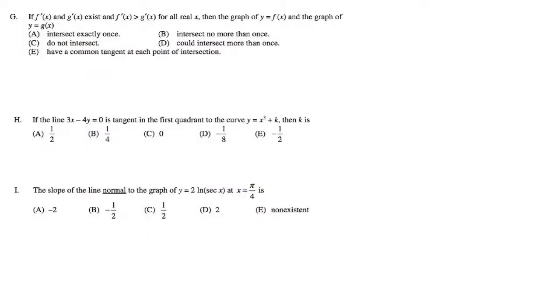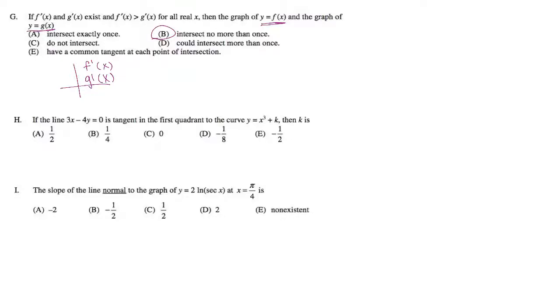All right, for our next problem, we have that the derivative of f of x is greater than the derivative of g of x. Graphically, all that means is f prime of x's y values are higher than g prime of x's y values. And so what could be true about the graph of y equals f of x and g of x? They couldn't intersect more than once. They might intersect once, but no more than that.